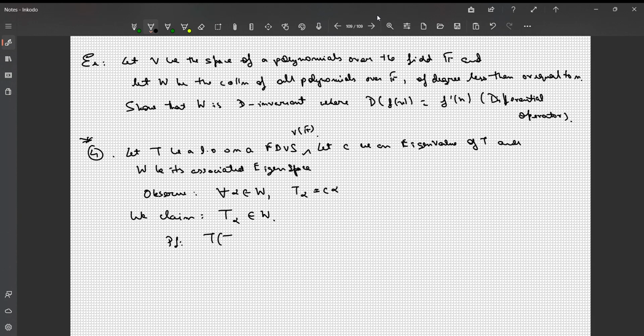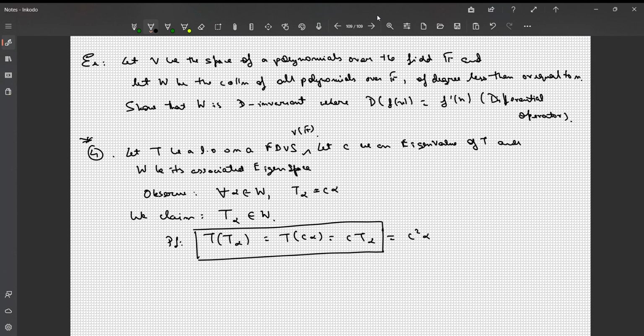Observe that. So proof, let's say, now we have T of alpha equals C of alpha, right? What is T of alpha? So it's T of C alpha, but T is a linear operator, so C comes outside. So it's C times T alpha, but T of alpha is again C alpha, so it's C squared alpha, right? Or we can directly think of it as, yeah, this will do.